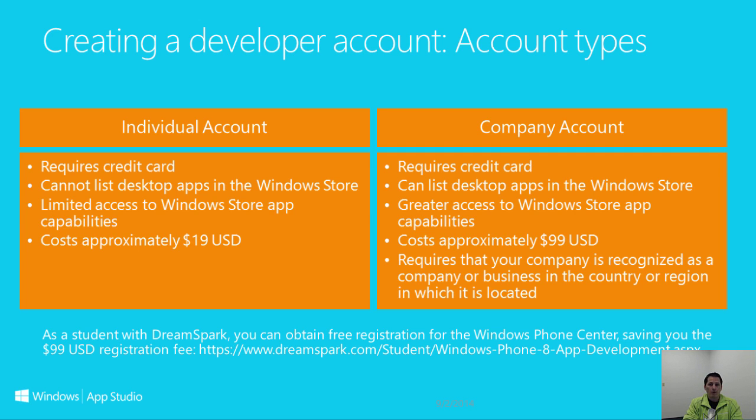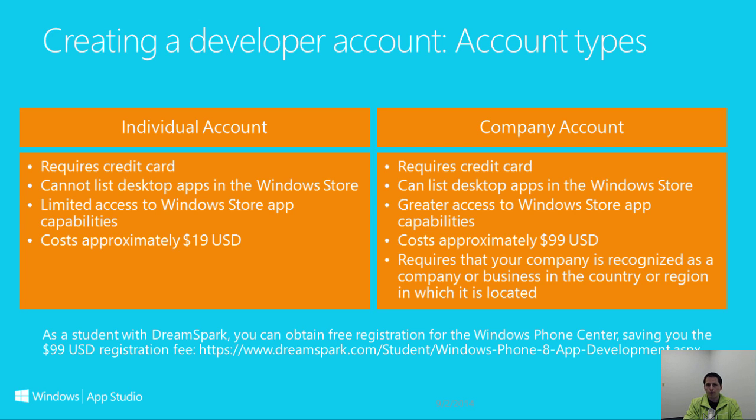When you sign up for your developer account, you will have the option to choose between two types of accounts. The two types are targeted towards two typical user types. If you are an individual, you can sign up cheaply and have the ability to publish apps to the Windows Phone Store and Windows Store. The primary limitation with an individual account is the inability to publish desktop apps.